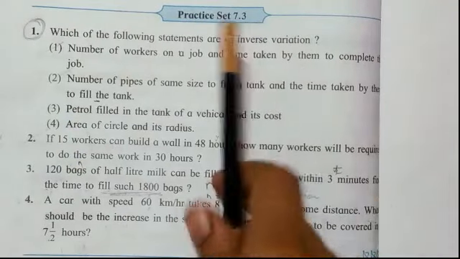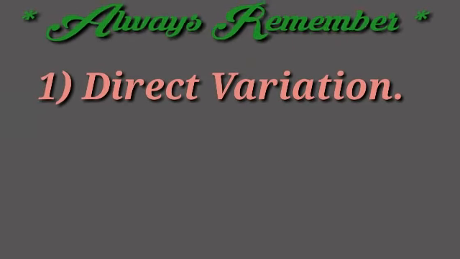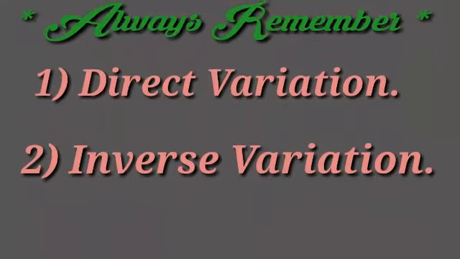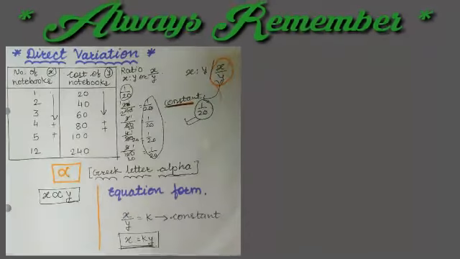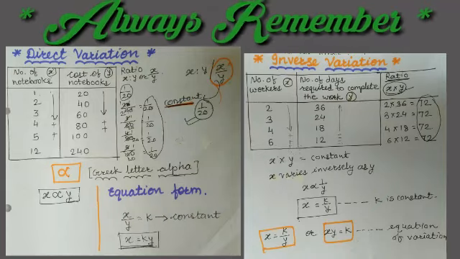Like this, our practice set number 7.3 is over. Now students, let's revise what we have studied in our 7th unit. There are two types of variation. First one is direct variation and second one is inverse variation. The equation form of direct variation is x is equal to ky, and the equation form of inverse variation is x is equal to k upon y, or xy is equal to k. So students, always remember these two types of variations and their equation forms. Write it in your classwork notebook and learn them.